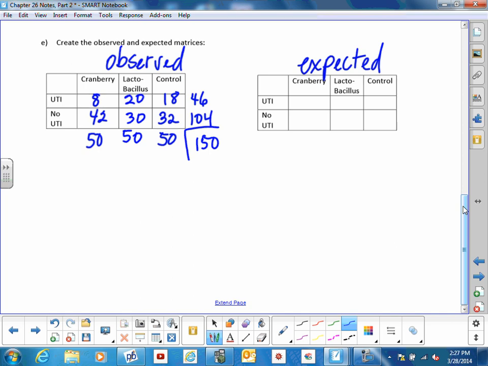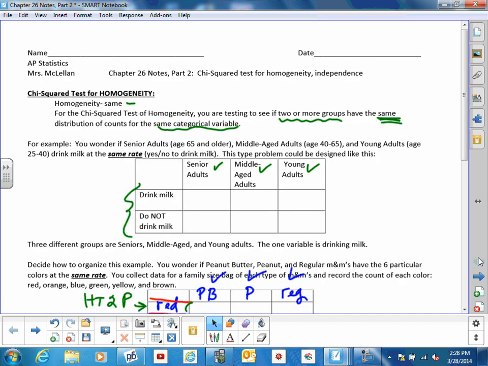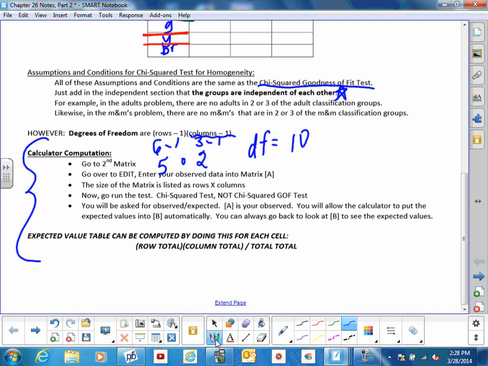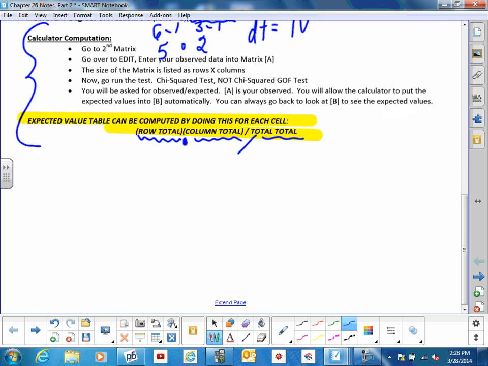I would like to talk to you about how to get this expected value. You know, Wednesday, when we got our expected value, it's because the M&M company told us what proportion the color should be happening at. Okay, here, they should be happening at the same rate. So, what ends up happening is, and I have it on your first page, here's how you can compute this by hand. You can compute the expected counts by taking the row total, multiplying by the column total, and then dividing by, for lack of a better word, the total total, okay? All right.